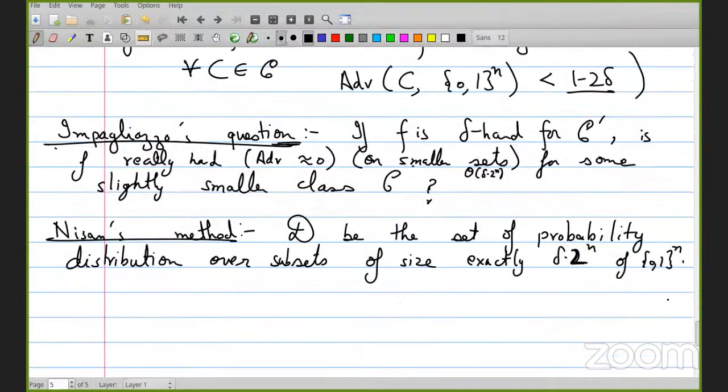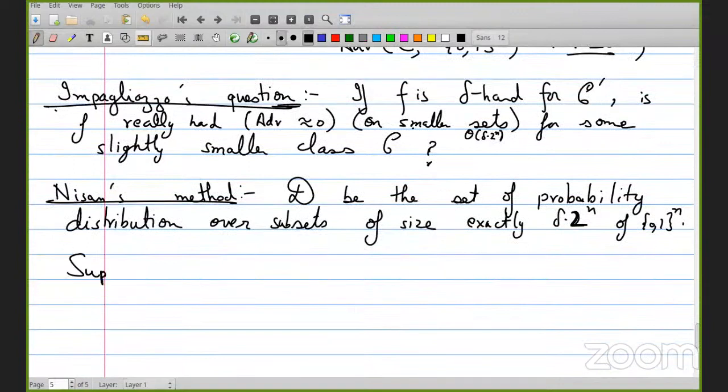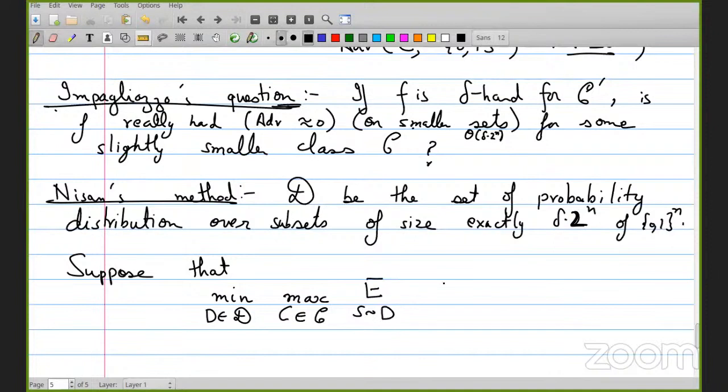Okay, and suppose that we have the following: the minimum over all distributions D in script D, of the maximum over all circuits C, of the expectation, when S is chosen according to D, of the advantage of C on S, is greater than or equal to epsilon.